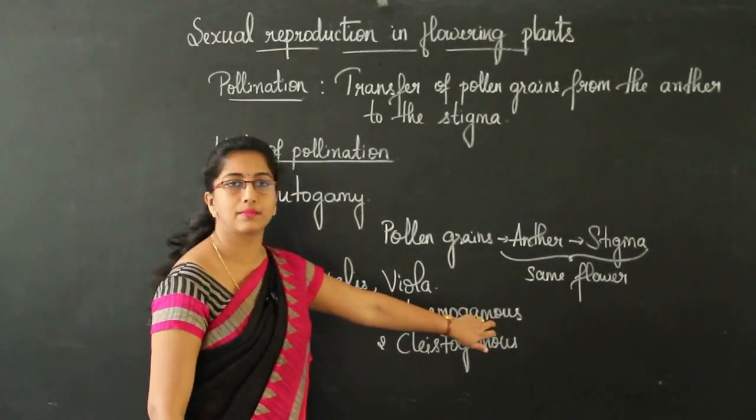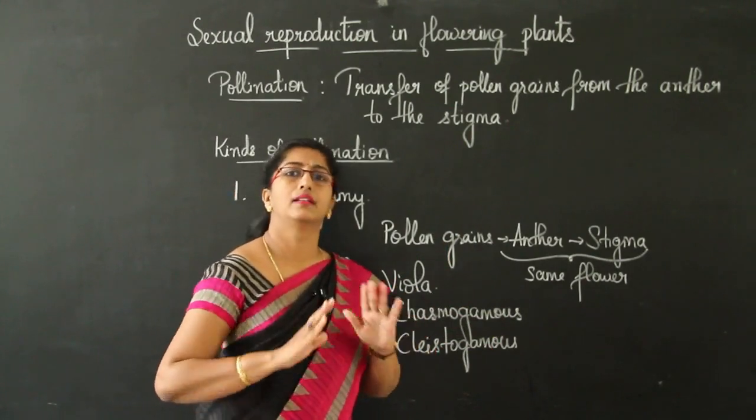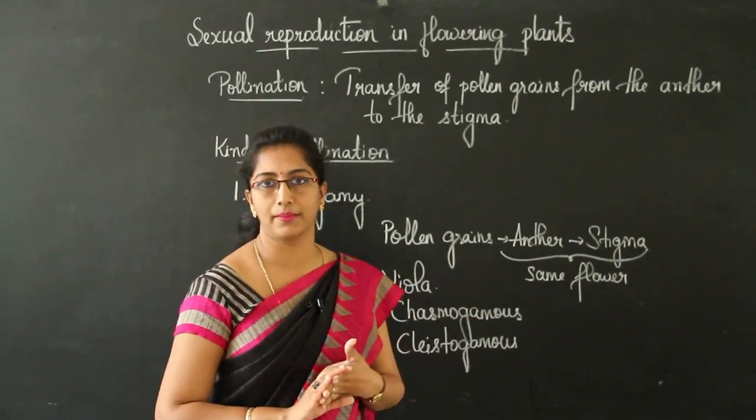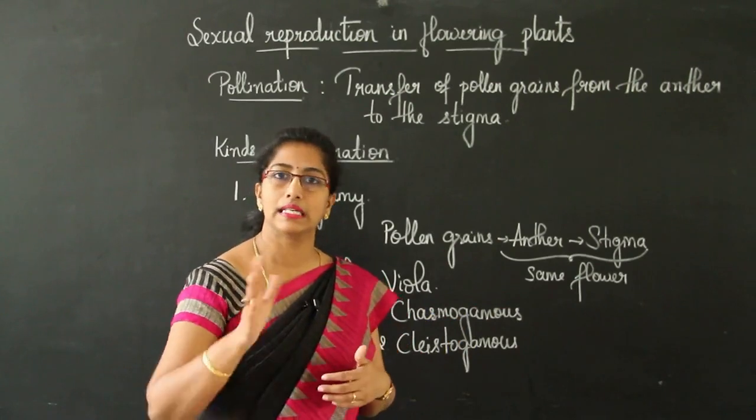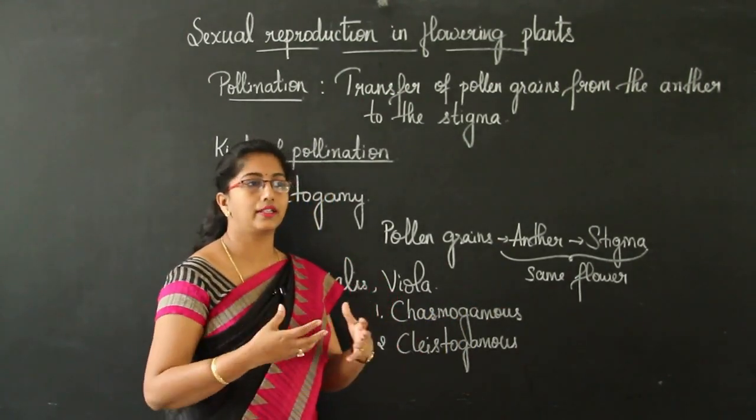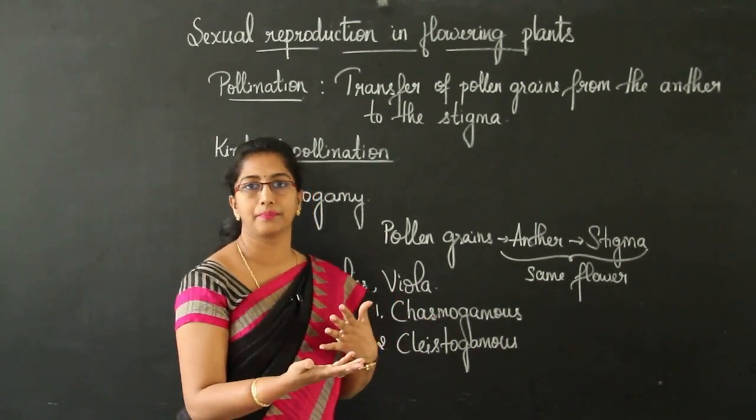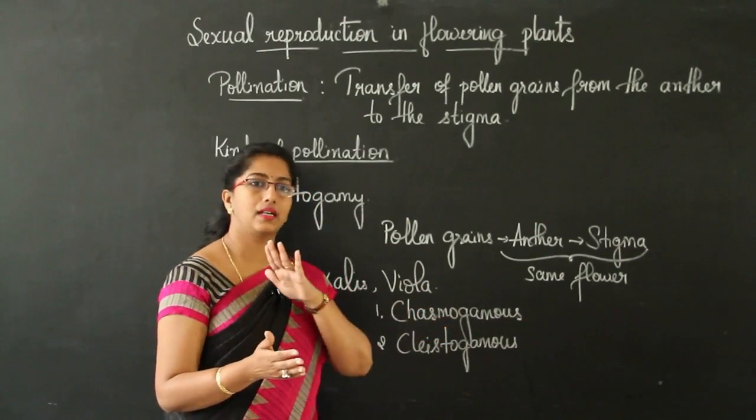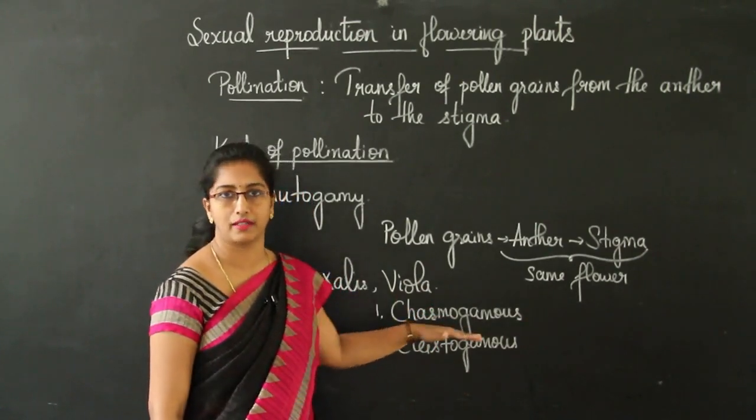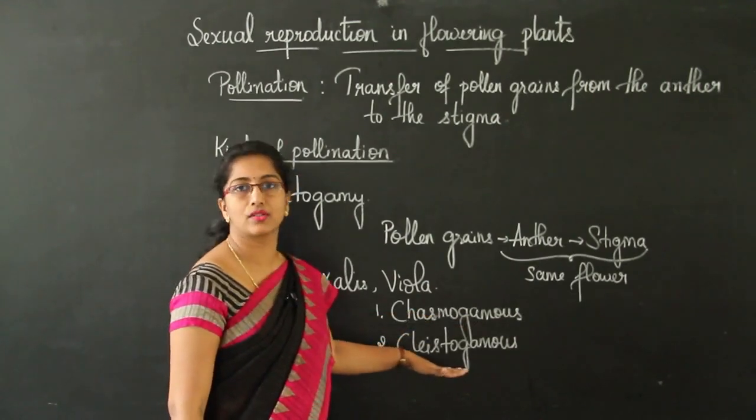First is chasmogamous flower. So what are these chasmogamous flowers? It is the normal bisexual flower, like how we see in other species, but it opens out, it blooms out, exposing the anther and stigma. So it's a normal bisexual flower, that is chasmogamous flower. What about this cleistogamous flower?